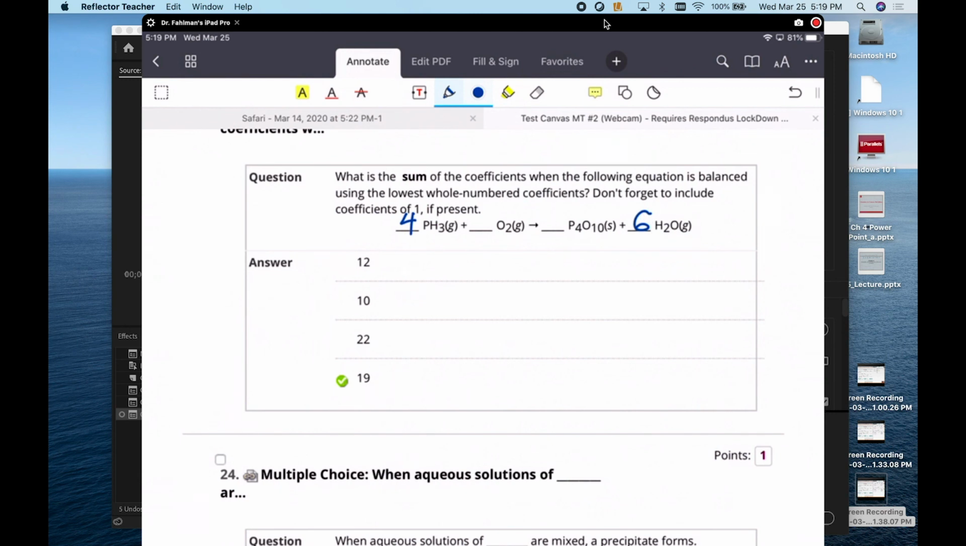And now let's do oxygen last. So you have 16 over here. So you need an 8 over here. Okay, so you're adding all these coefficients. So it's 4 + 8, and then another 7 on top of that. 8, 9, 10, 11, 12, 13, and 6 is 19.